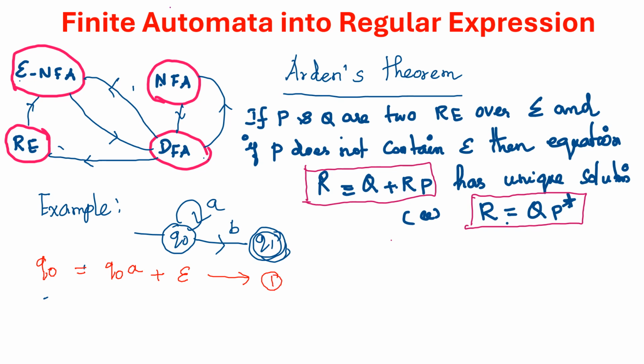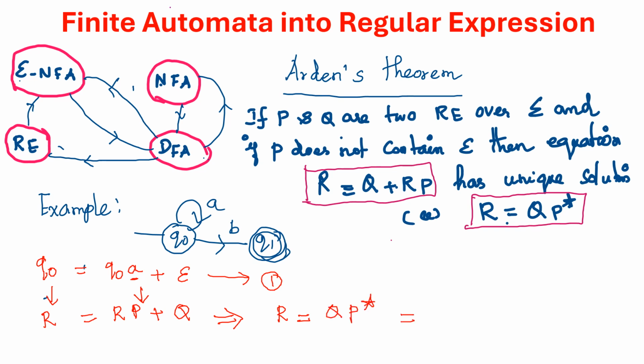While writing the equation itself, you have to check whether the equation is in the form like this. Which one is R, which one is Q, which one is R plus P. So now you check. Definitely this may be R equal to, this is R, this is P, this is Q. We are going to convert R is equal to Q P star.